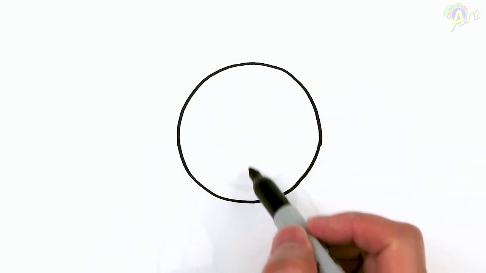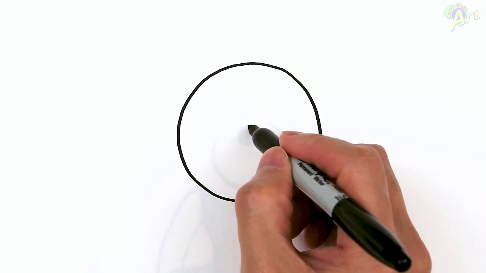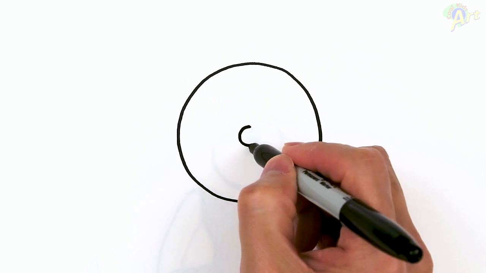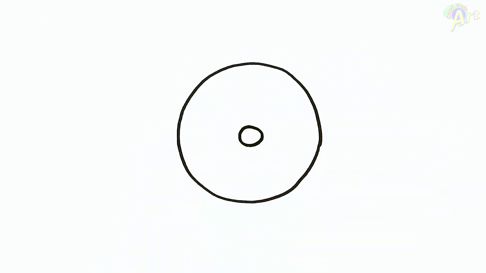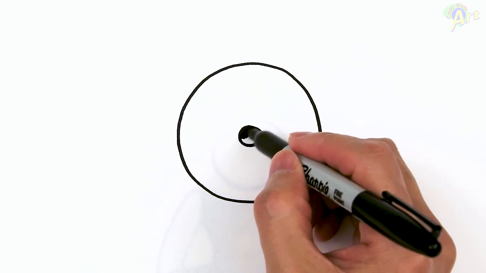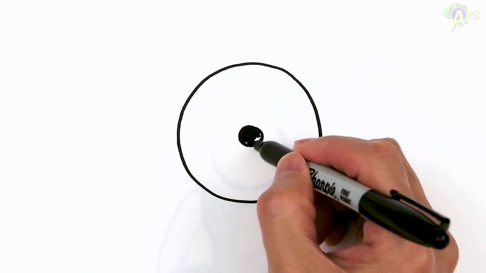So just come right to the center of this circle. Make a little dot, and then this will be the top of the circle. I'm just gonna draw a circle coming down. So let me shade that in real quick. So that's gonna be the nose.